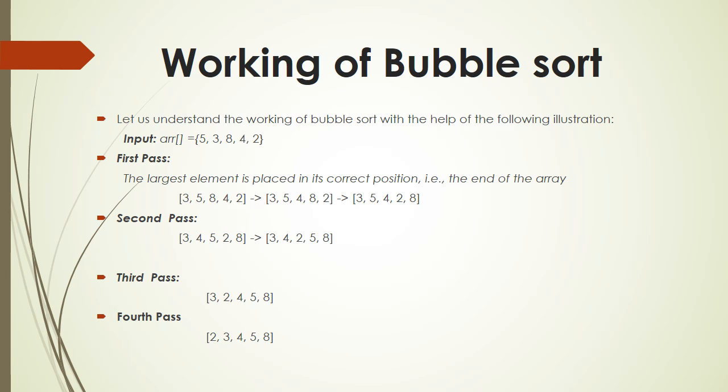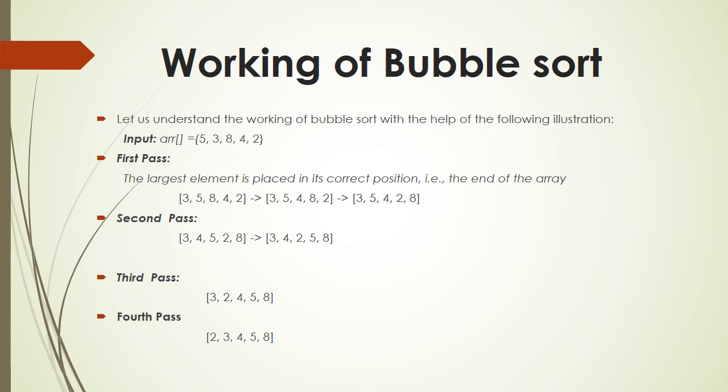In the second pass, we again compare and swap adjacent elements. Compare 3 and 5. No swap needed. Compare 5 and 4. We get 3, 4, 5, 2, 8. Compare 5 and 2. Swap them to get 3, 4, 2, 5, 8. In the third pass, we continue comparing and swapping.